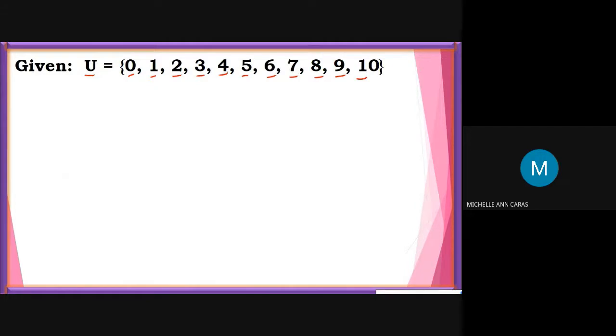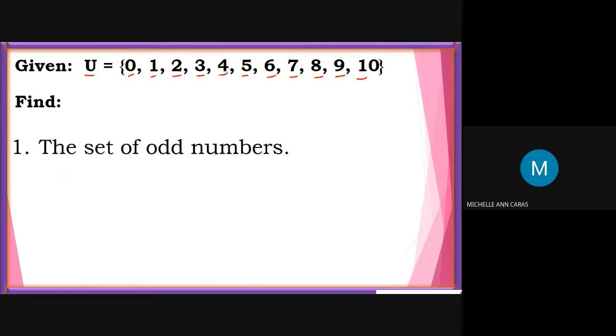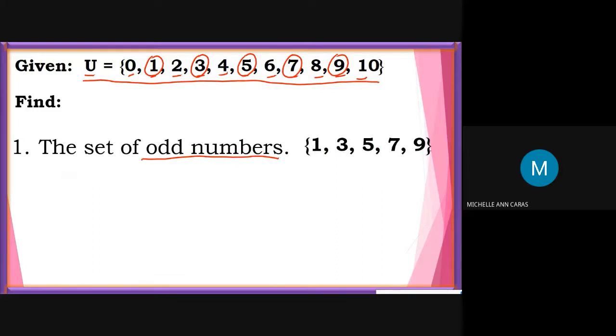Okay, then we're going to find the value of number 1, the set of odd numbers. We will find the values of the set of odd numbers from our given set U. When we say odd numbers, we all know that odd numbers start at 1, followed by 3, then 5, then 7, then 9. So therefore, our set of odd numbers from the given set U are 1, 3, 5, 7, and 9.